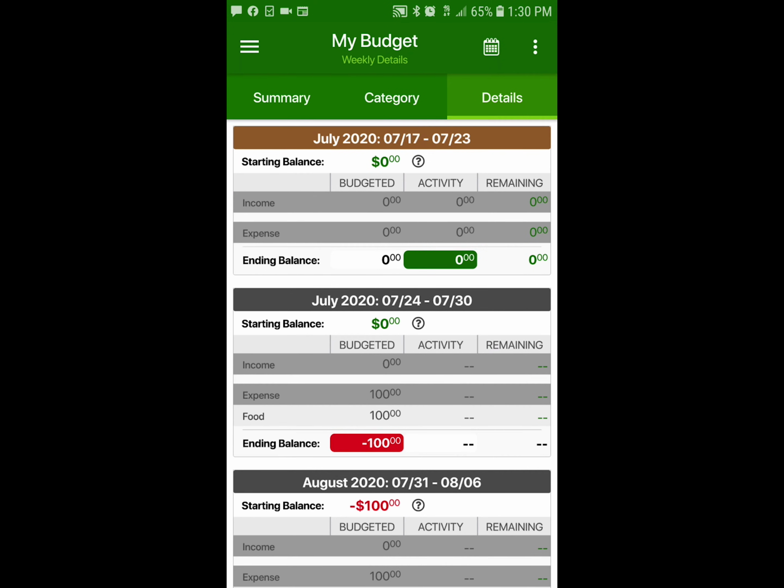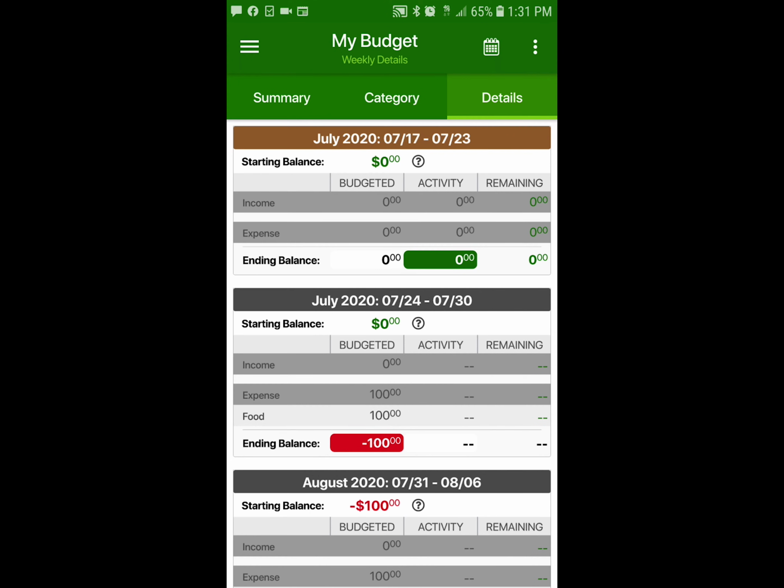If you look at the top, it says My Budget and Weekly Details. Now, it says weekly details because there are 9 different views that you can look at your budget. You can look at weekly summary, weekly category, and weekly details. You can look at monthly summary, monthly category, monthly details, and yearly summary, yearly category, and yearly details. This tutorial is going to cover just the weekly details view.